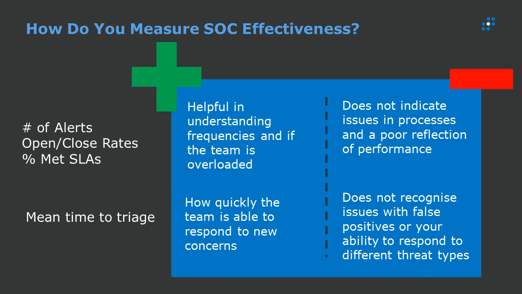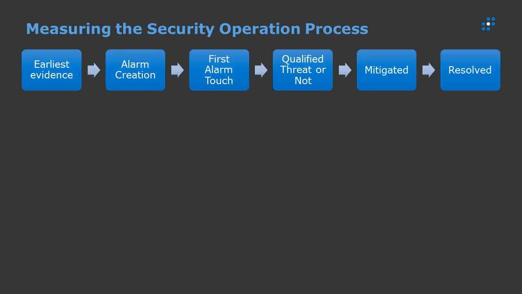The way that we look at this at LogRhythm is really around measuring the end-to-end security operation process. And we call this the threat lifecycle management framework. It starts with the earliest evidence, the first logs that were collected that were involved in the alert or what was going on. And it goes through the alarm creation, that alarm being opened, assessing whether this is a qualified threat or not, to it being mitigated and resolved.